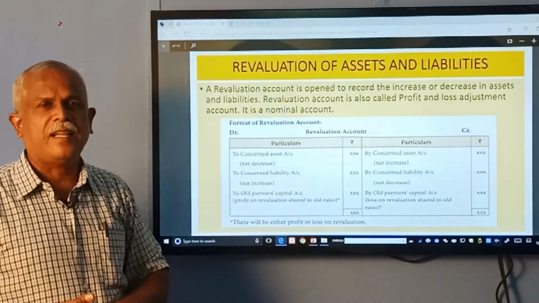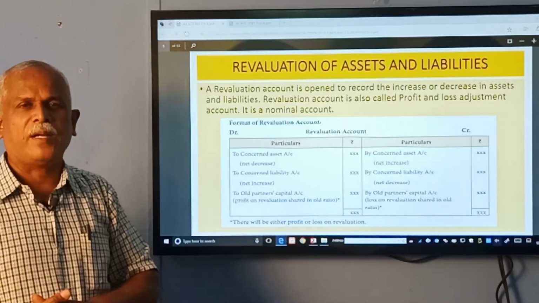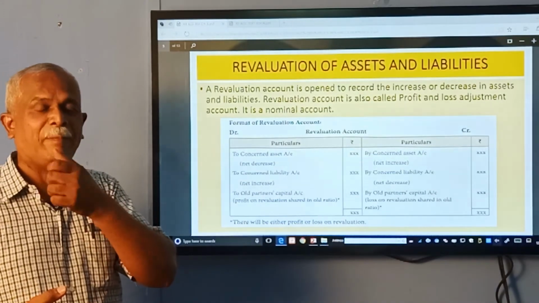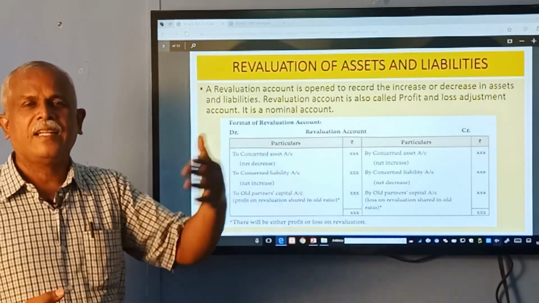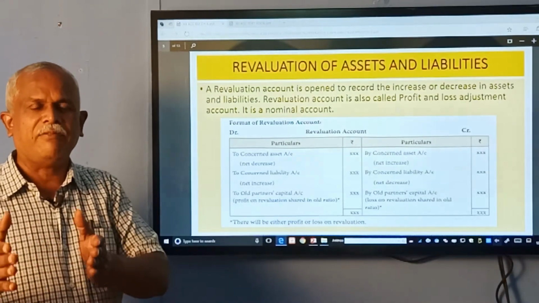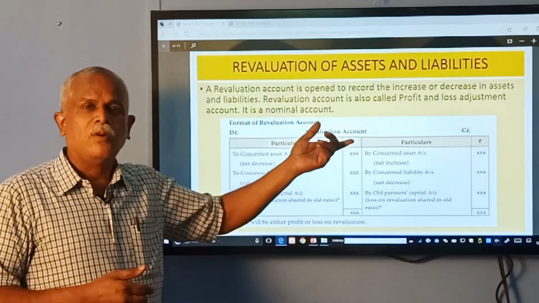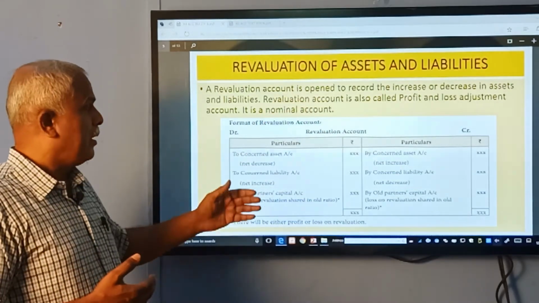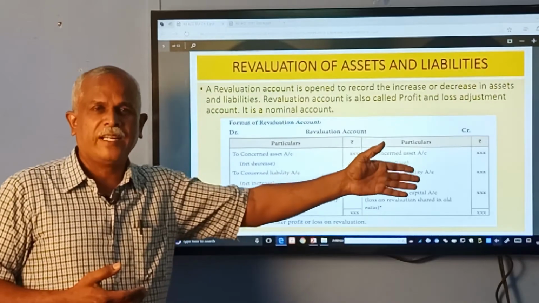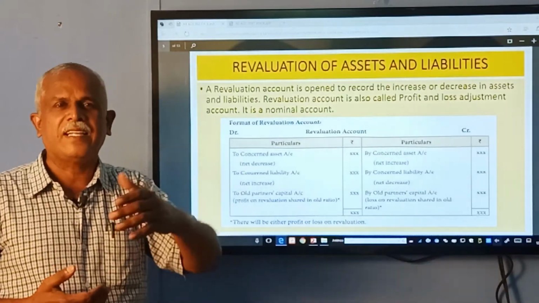Then revaluation of assets and liabilities. It is a nominal account prepared at the time of admission of a new partner, by which we bring the assets to the present value, because assets and liabilities are recorded at historical cost. So, at the time of admission, they have to be revalued, and if there is any profit or loss as a result of revaluation, it will be transferred to the old partners in old ratio. Now, for that we prepare this account. Items credited are nothing but profit items, on debit loss items. What are the profit items? Increase in asset, decrease in liabilities.